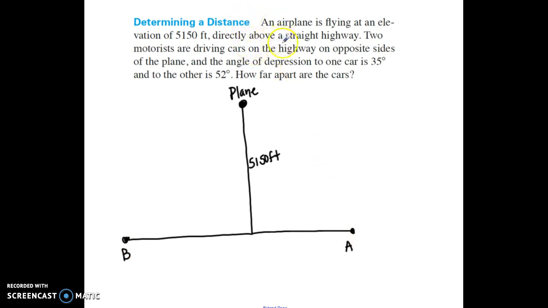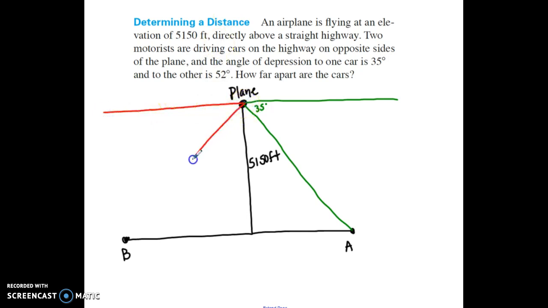Let's talk about the angle of depression. So from the plane, remember we have that horizontal coming out. So the angle of depression down to that first car, that means this angle right here is 35 degrees. And then on the other side, again, here's our horizontal. So the angle of depression down from that to car B is going to be 52 degrees. And we want to figure out these two sides. I'll call this side X and this side Y. And when we add them together, we will be able to say how far apart the cars are.